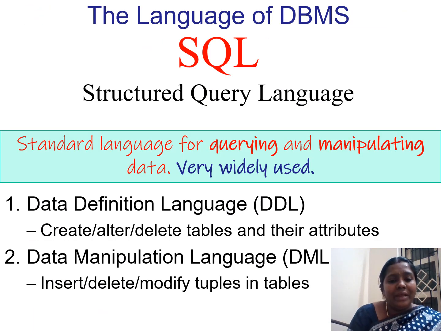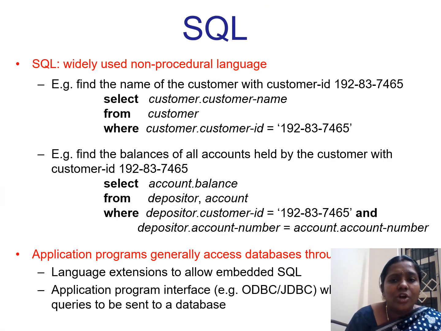So we come to a main thing which is called SQL. SQL is a standard language for querying and manipulating the data. It is widely used for altering and deleting tables and attributes. It consists of two languages: one is DDL, another one is DML. DDL stands for data definition language, whereas DML stands for data manipulation language. SQL is most commonly used.